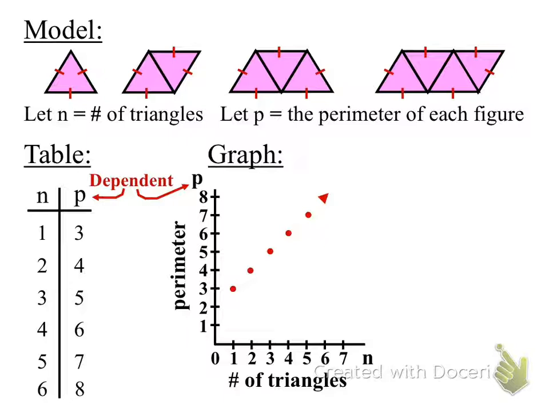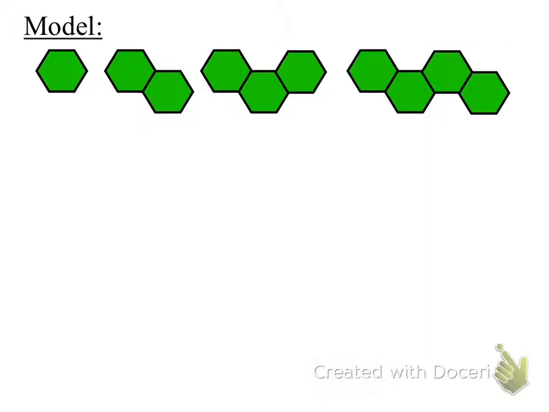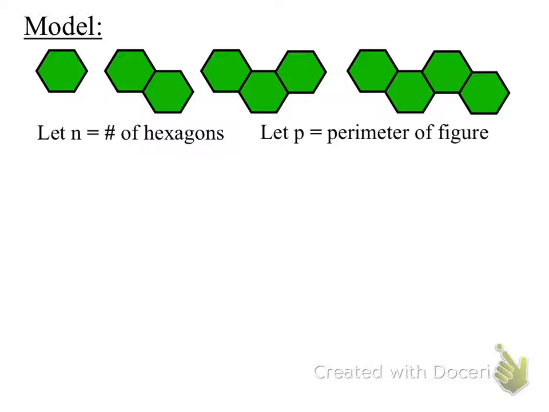Now notice, this line continues in the same pattern, so I put that little arrow there. Does that make sense? Okay. Now, pause the recording. You're going to do the next one on your own. N stands for the number of hexagons and P is the perimeter. I'd like you to write the equation. Go. Make a table, graph it, and write the equation. I'm going to give you 2 minutes.